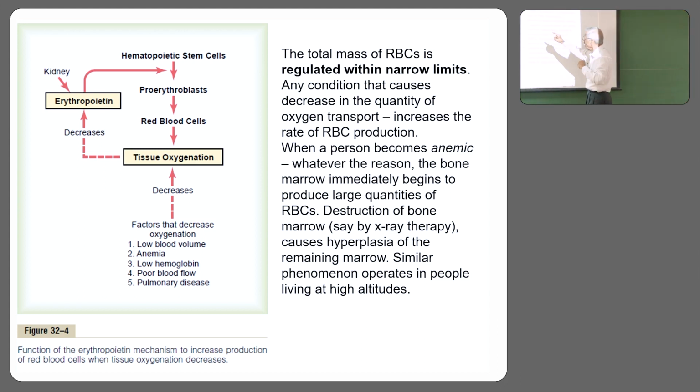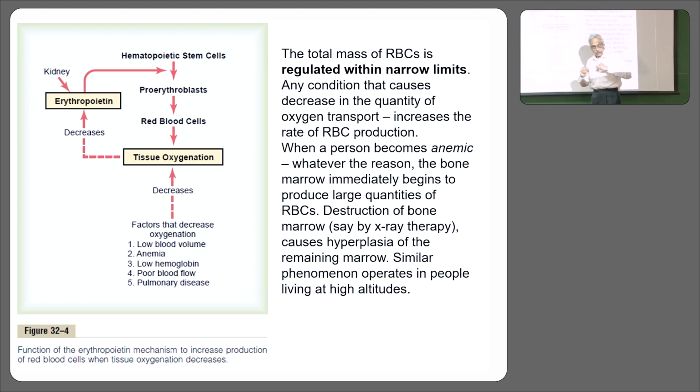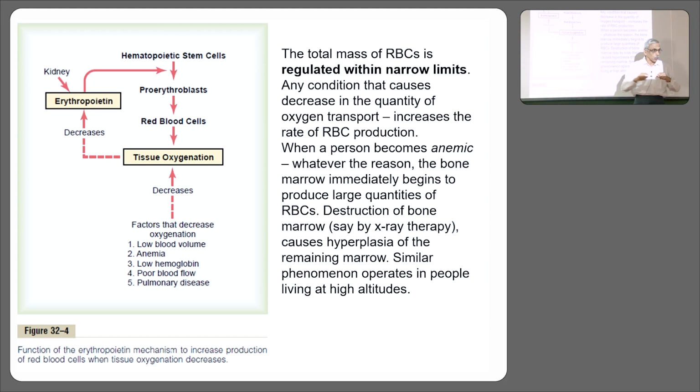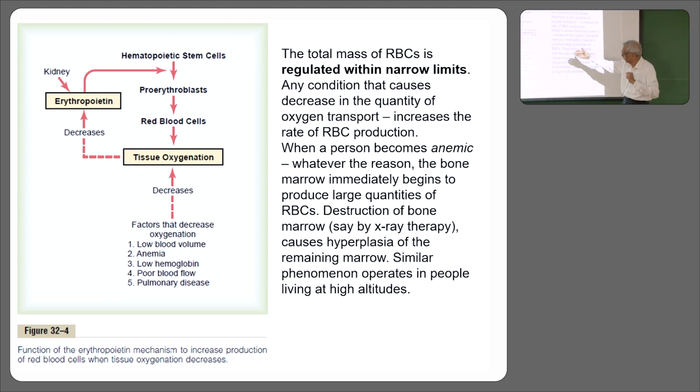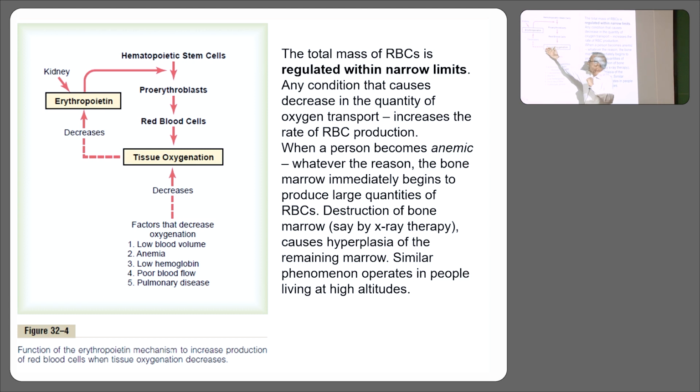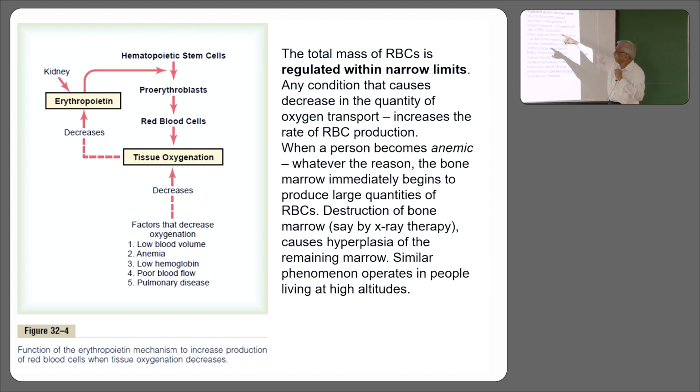So, here I have tissue oxygenation, and tissue oxygenation for some reason has gone low. Why? I told you 10 reasons for which it can go. Actually, the author has given the reasons. Can you read for me? Low blood volume, anemia, low hemoglobin, poor blood flow. If any of these reasons, then it will be sensed by tissue, and then the cells of the kidney will start generating what molecule, please? Erythropoietin. Erythropoietin will come from the kidney.